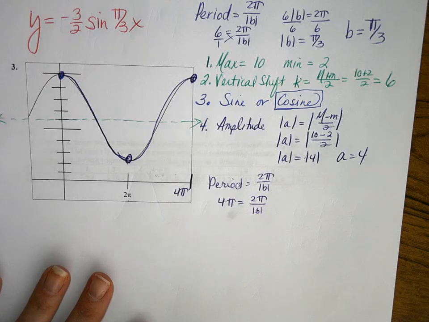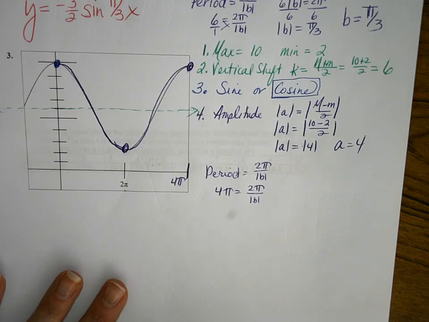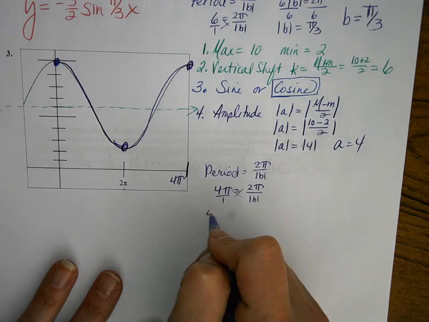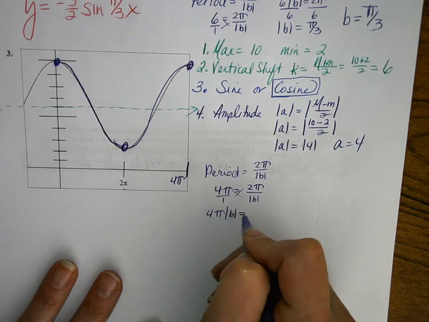So the period is 4 pi, which is equal to 2 pi over the absolute value of B. All right, Aaron, how do I start finding the B there? Cross multiply. We're going to put that over 1. Cross multiply. 4 pi times the absolute value of B is equal to 2 pi. Then what?